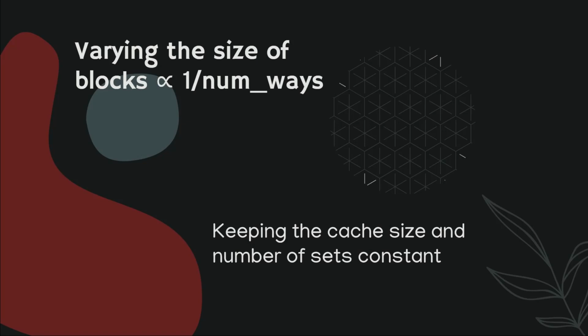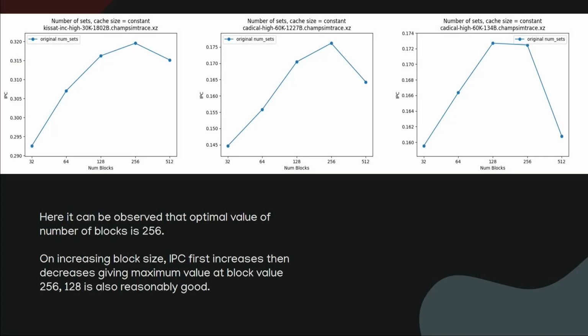So for the first case, here we vary the number of ways to keep the size constant. And here we have a beautiful observation where IPC first increases and then decreases, giving us a maxima at 256. The change from the base case is quite significant. The base case is 64, as in the original Samsung implementation. The increase is quite significant, 5 to 15%. And the block size of 128 deserves an honorable mention here, especially because it performs slightly better in the case of Cadical 134B.